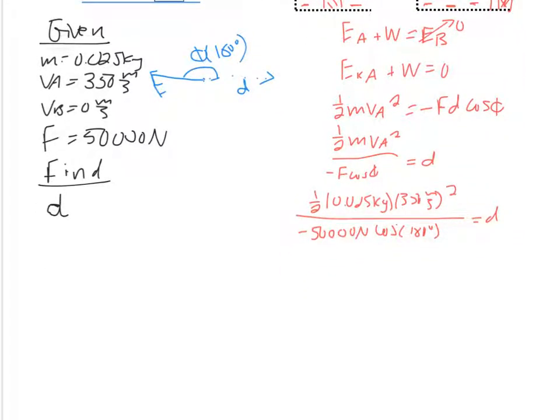So because the cosine of 180 is negative 1 and this was negative just from the algebra, this will come out to be a positive number. That makes sense because the bullet is moving to the right. Putting all of these numbers in, we should get, if you put it in your calculator right, 0.0306 and it keeps on going, meters for the distance. So it comes to rest about 3 centimeters into the block of wood. So distance is about 0.031 meters.